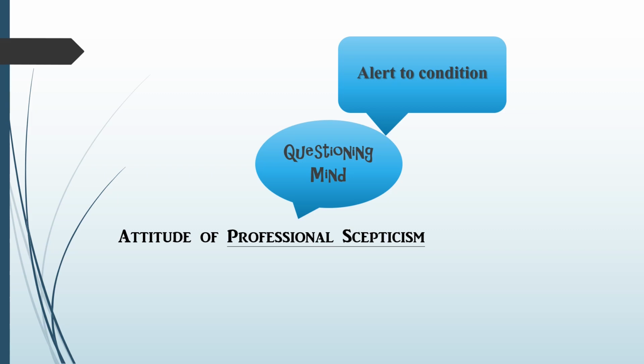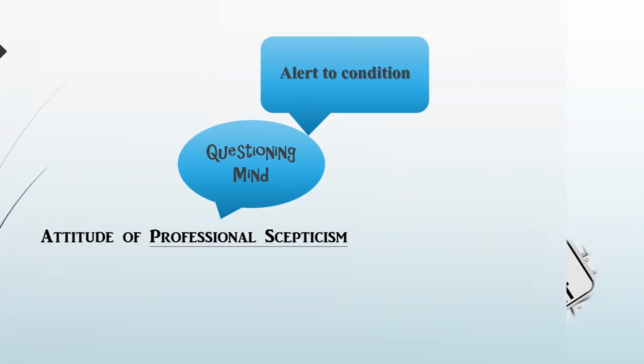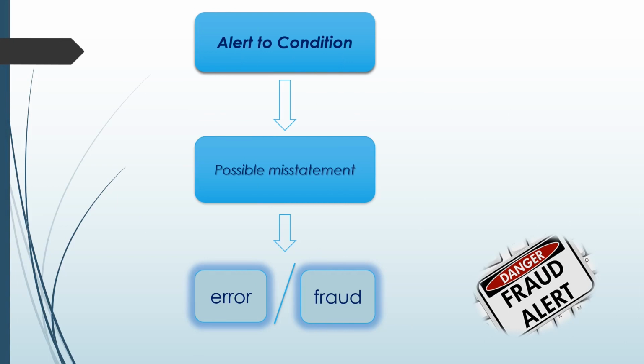Being alert to the conditions which may indicate a possible misstatement due to fraud or error. The best example of alertness to conditions is hide and seek. The one who is the den is so alert, saying you are hiding here, you are hiding there, come out.